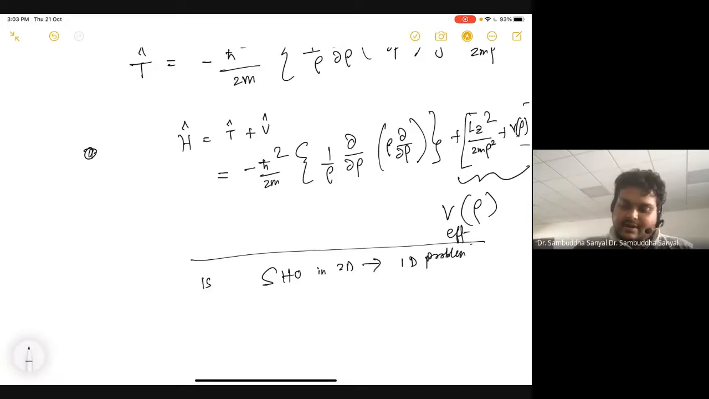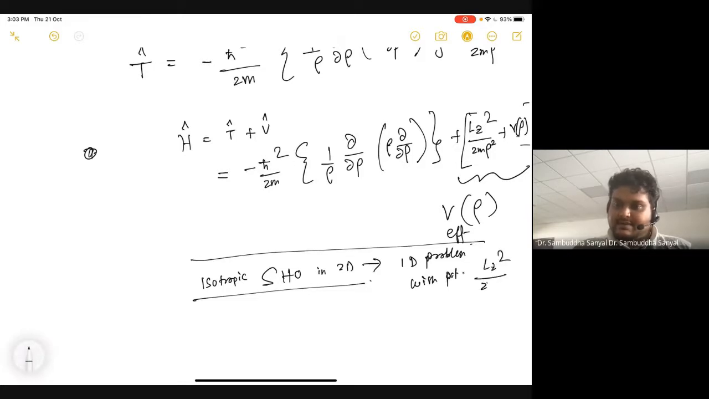Note, I want isotropic. Without isotropic, we have a 1D problem with an additional potential Lz square by twice m rho square plus the original potential. Okay. Now let's try to again go back to the classical problem and see where all this picture comes from.